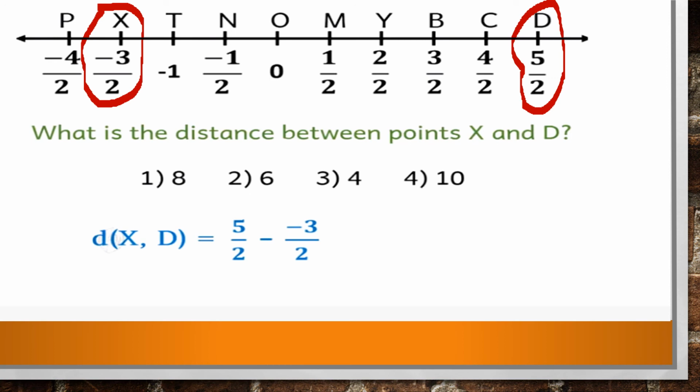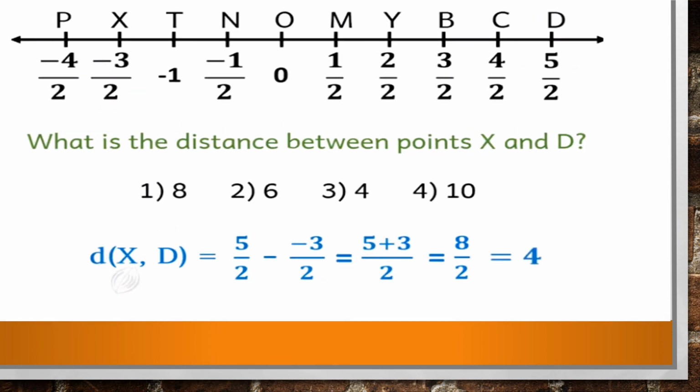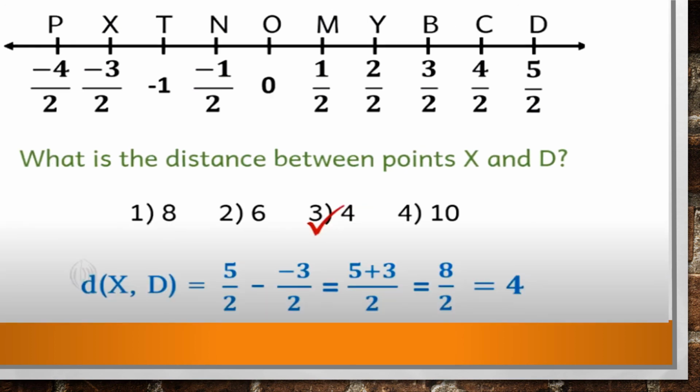So 5 upon 2 minus (-3 upon 2). Okay, minus -3 upon 2. So that way you will get 5 plus 3 upon 2, 5 plus 3 upon 2, which is equal to 8 upon 2. And if you further reduce it, it will give you 4 as the answer. So your option number 3 is the correct option, which is 4. I hope it is clear.